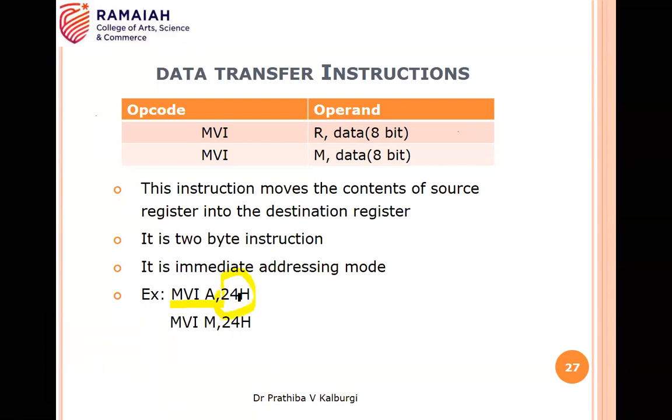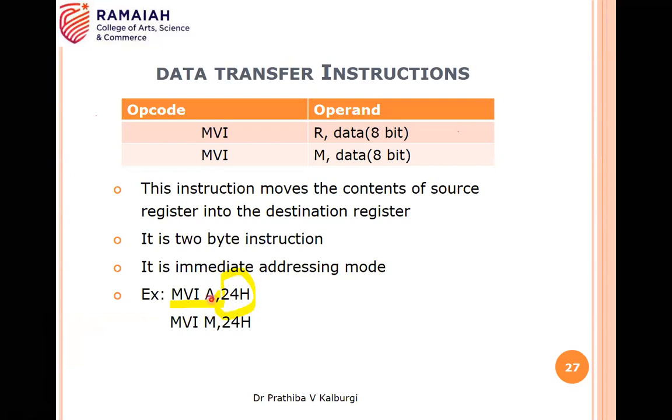What is your operand here? It's an 8-bit data. Here I have written an example, that is move immediate A comma 24H. The H stands for your hexadecimal number. If you don't write it also, it's understood that it is a hexadecimal number. So we just write it as move immediate A comma 24. That means you're going to transfer 24 immediately into your A register.